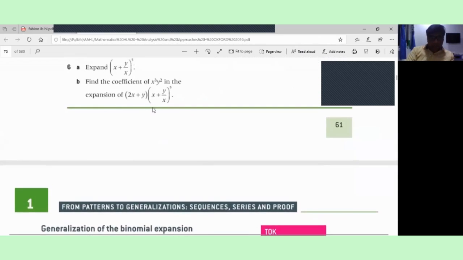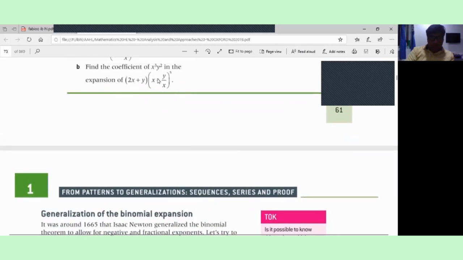Find the coefficient of x cube y square in the expansion of this. Now you have two terms, right? I'm sure you could have a question in this, right? So find the coefficient. Find the coefficient of x cube y square in this expansion.